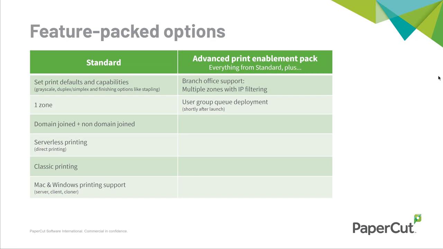I do want to call out that the group-based filtering is not going to be quite there yet at launch, but it will come shortly after launch as well. And again, there's nothing for organisations to do in terms of getting that. It will automatically be there once it's launched. Yeah, so for the advanced print enablement pack, they'll just have to make sure that they have that license to get that feature, but they don't have to manually update PaperCut MF.